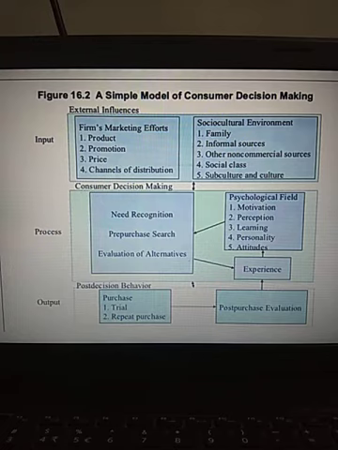Under purchase, two aspects will be there: one is trial and repeat purchase. The final thing is going to be the post-purchase evaluation, that is, sharing experience. So overall, the Schiffman and Kanuk model is based on input, process, and output.